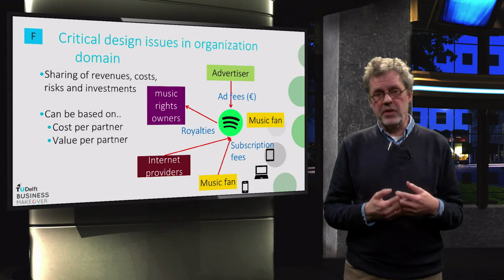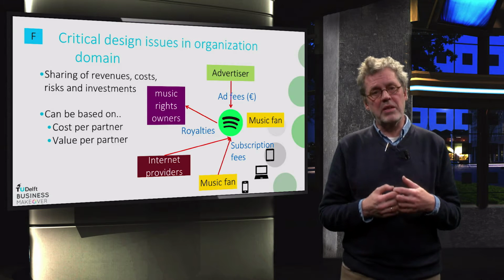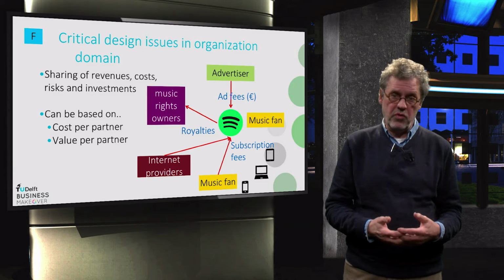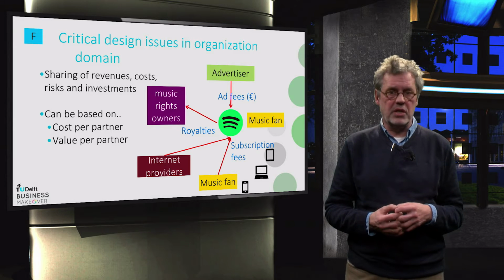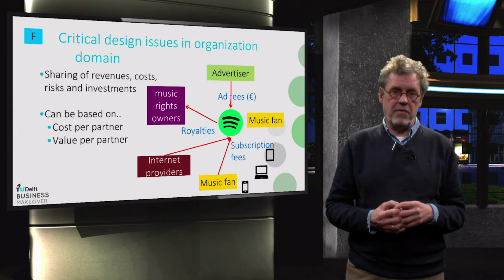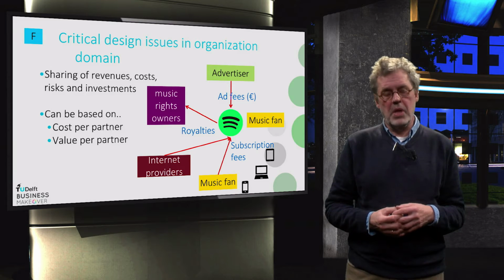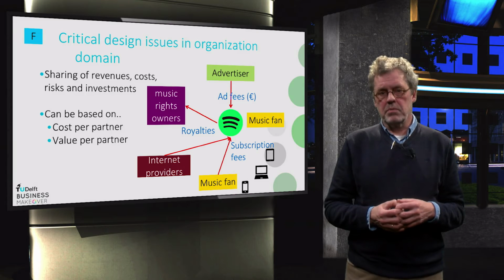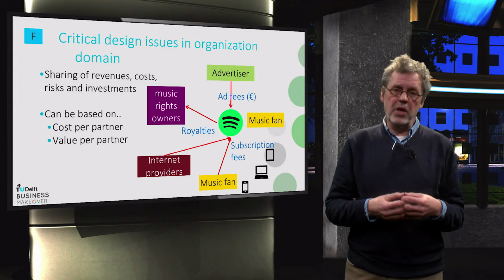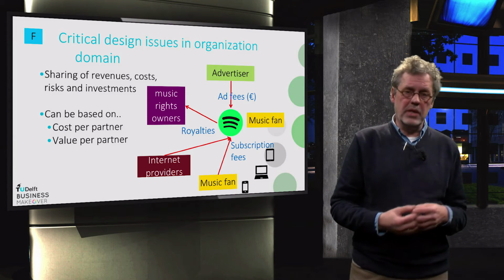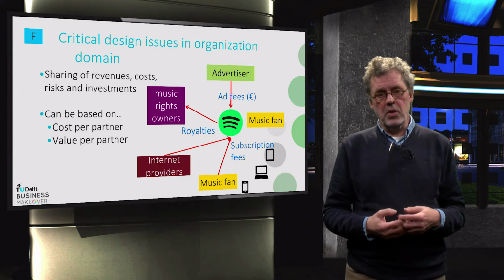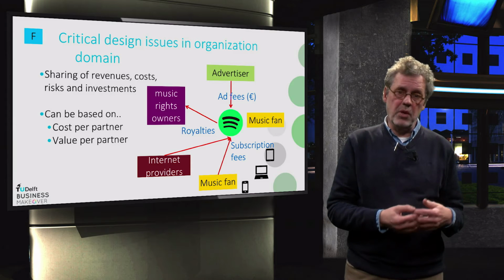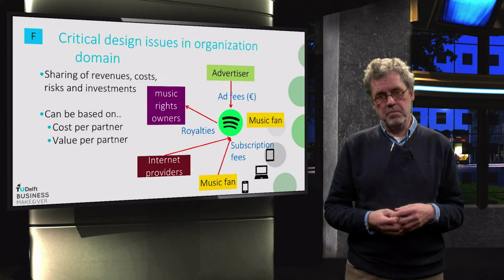Finally, we have to discuss financial issues. Since we discussed networked enterprises, the main question is how revenues, cost, risk and investments are shared in such a way that everybody benefits. Sharing can be based on actual cost of each partner, but sharing can also be based on how valuable the contribution of each partner is. In the figure with the networked enterprise for Spotify, the main revenue flows between the partners are indicated.